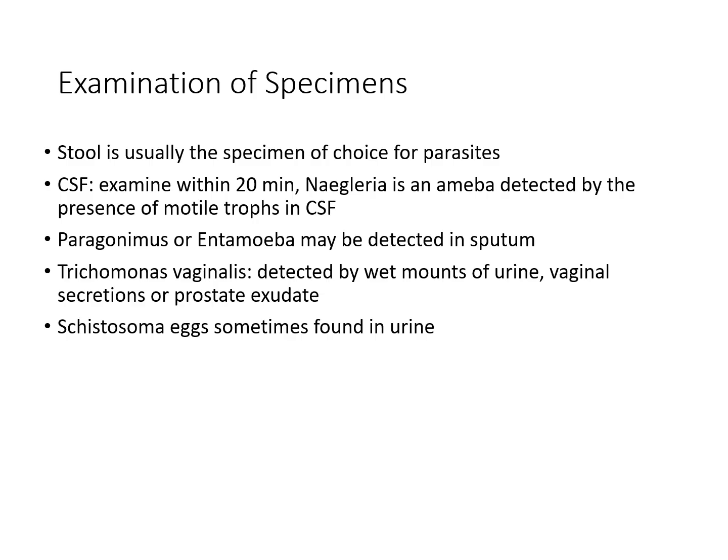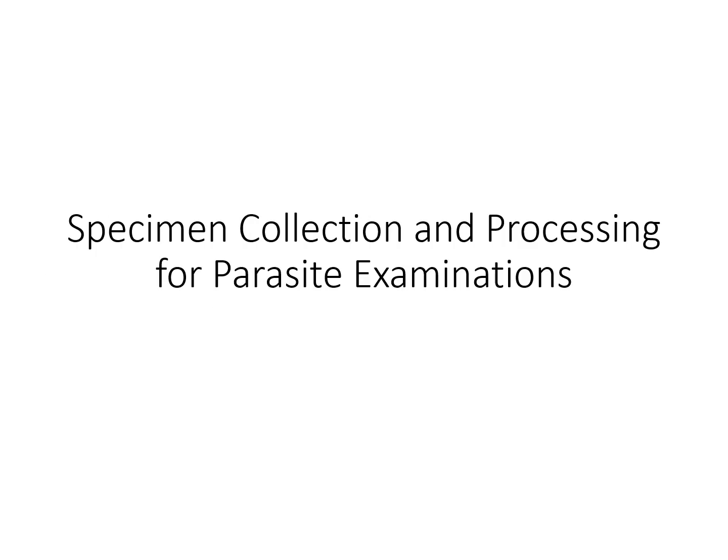Some common specimens, we would get stool. So this is the most commonly used specimen for detecting intestinal parasites. We can do cerebrospinal fluid, which we would examine within 20 minutes of collection for motile forms. And sputum, so this would be used to detect lung parasites. We could also have genital urinary specimens, and we could also have urine. Specimen collection and processing for parasite examinations.